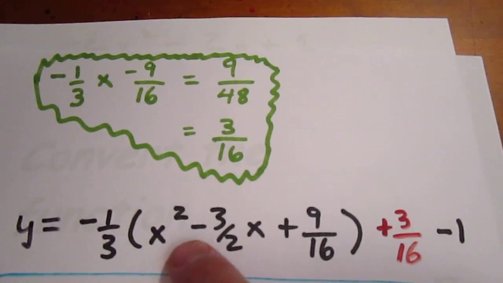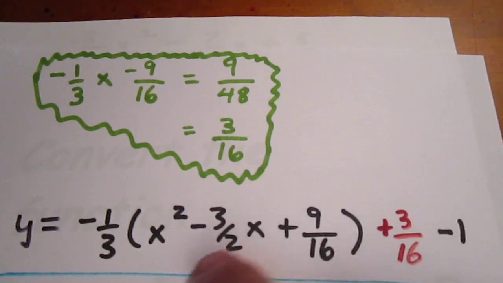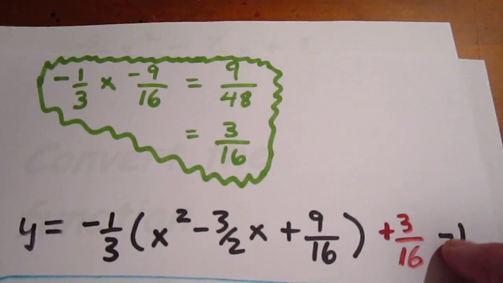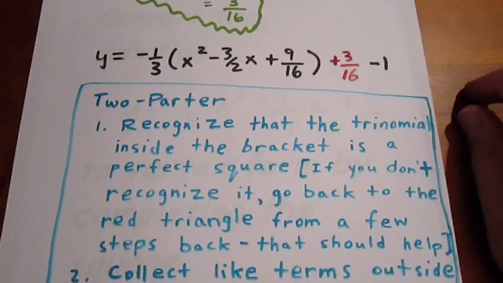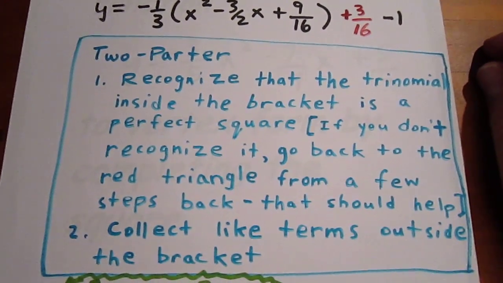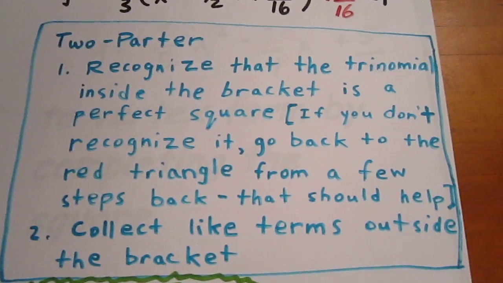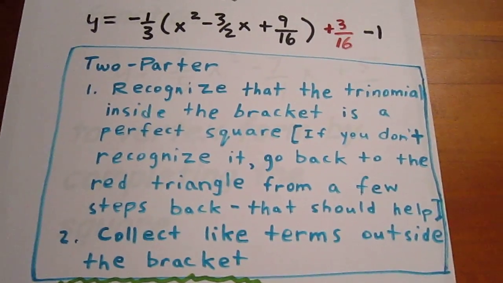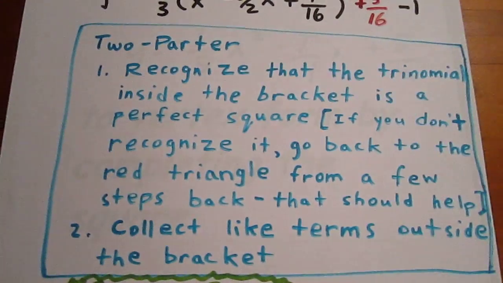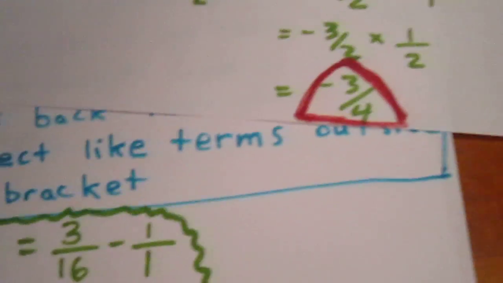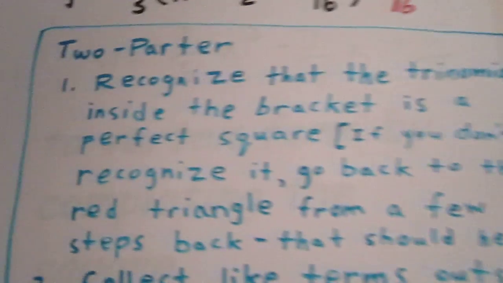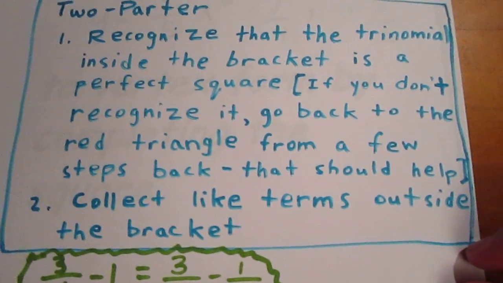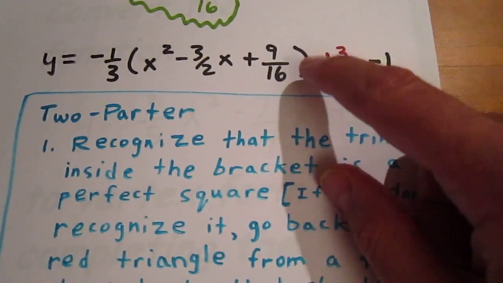And we recognize from the red triangle that this is simply x minus 3 over 4, quantity squared, and we can collect like terms here. So recognize the trinomial inside the bracket is a perfect square, and if you don't recognize it, go back to the red triangle a few steps back. That red triangle is right here. And then we collect like terms outside the bracket.